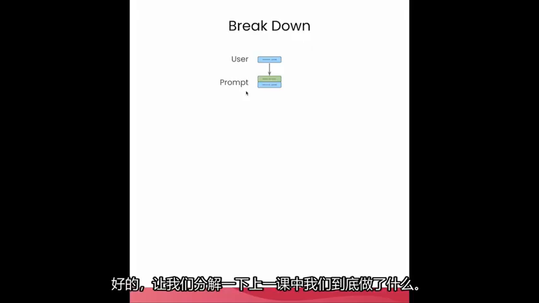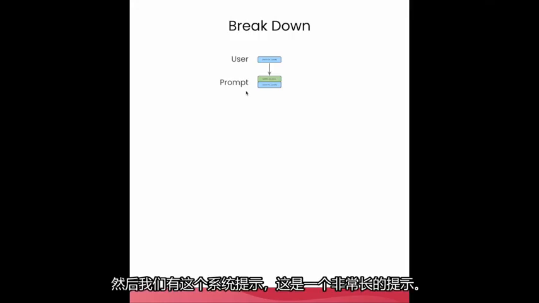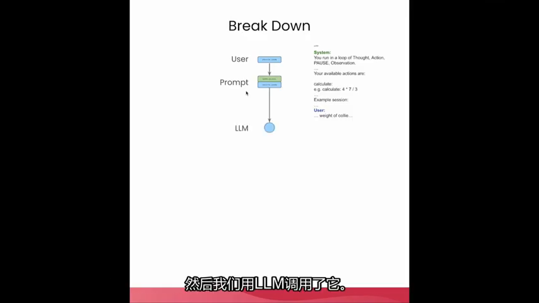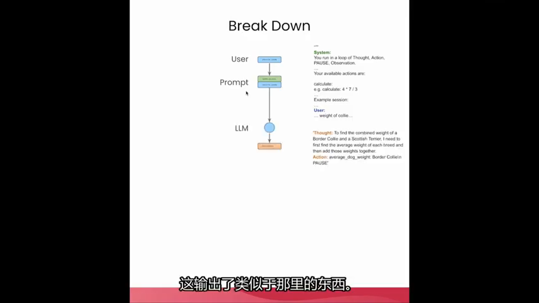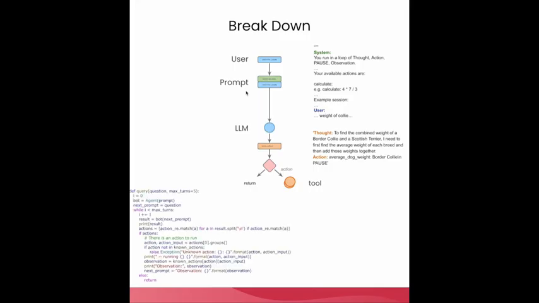All right, so let's break down what exactly we did in the last lesson. We had this user message that came in. We then had the system prompt, and this was this very long one. We then called an LLM with that. This outputted something like what's right there, a thought and an action. Based on that, we then made a decision. We would either return or we would call a tool.